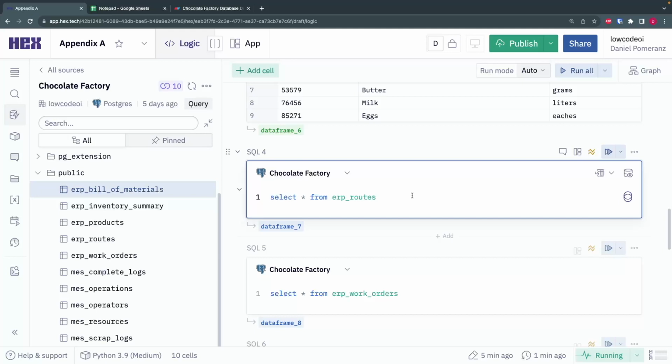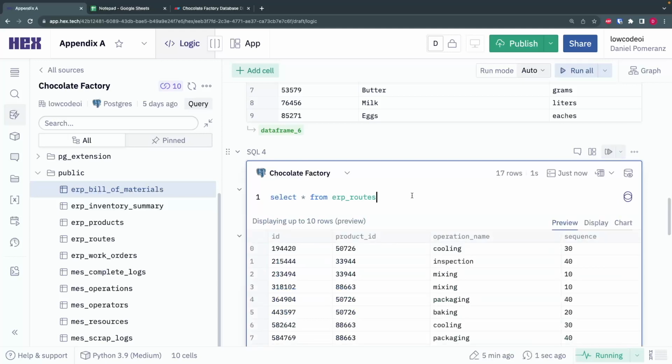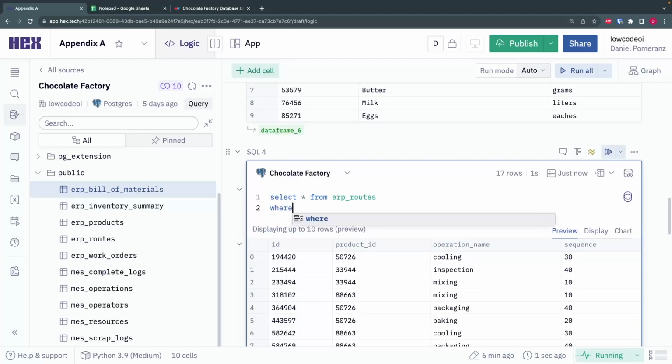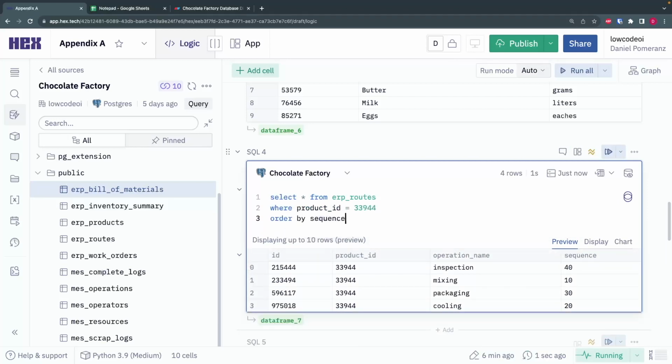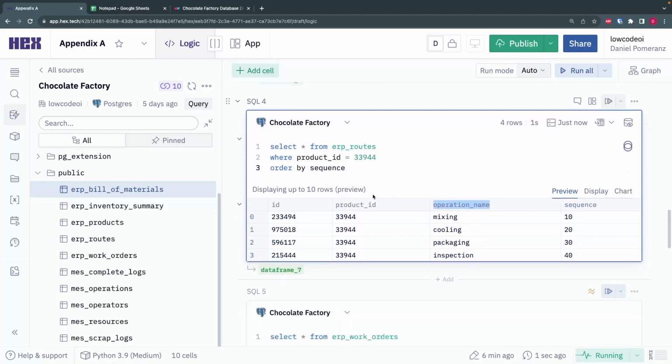Routes. Okay, so a route represents the steps that a product goes through during its processing. So let's look at one specific product and we'll see where product ID equals this, and then maybe order by sequence, always a good idea, right? So we can see that for this product, it goes mixing, cooling, packaging, inspection. And the nice thing here is that the operation name is right there. We'll be talking about that in a bit.